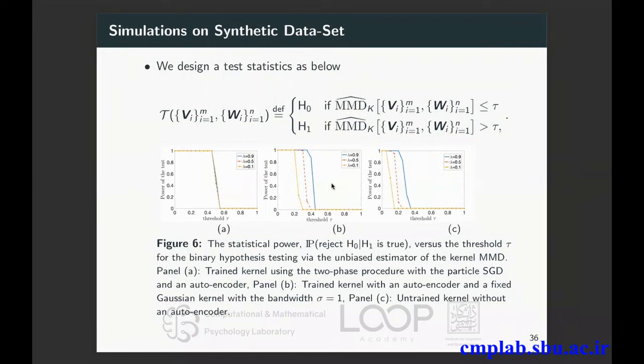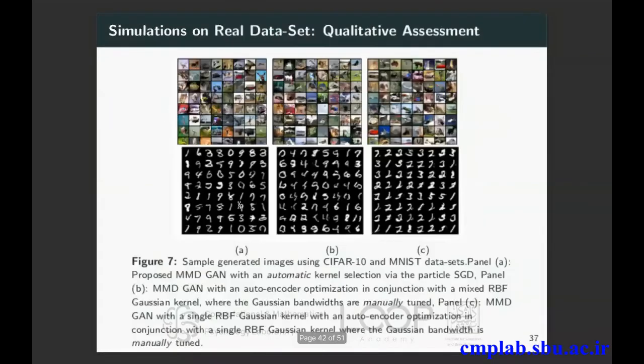In figure B, I'm also trying to optimize the kernel, but the way that I do it is using an autoencoder. An autoencoder basically performs some dimensionality reduction, but it doesn't give as good a result as my kernel learning approach in figure A. So this was the result on the synthetic data set. Let's go to the benchmark data sets. Here I'm showing you the result from the CIFAR10 and MNIST data sets.